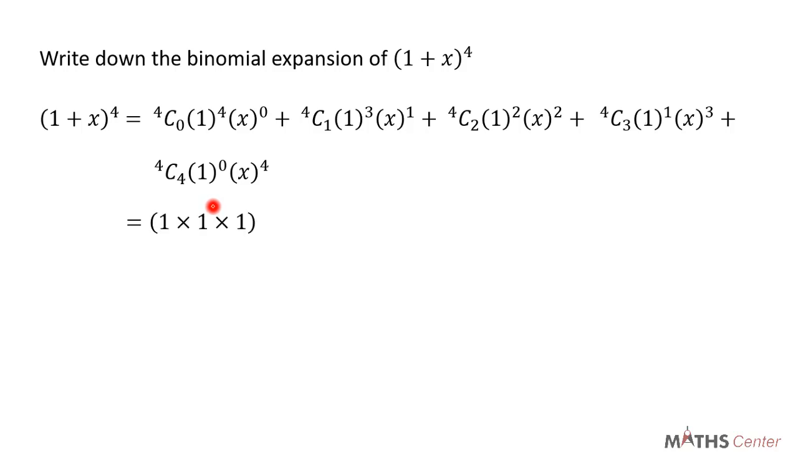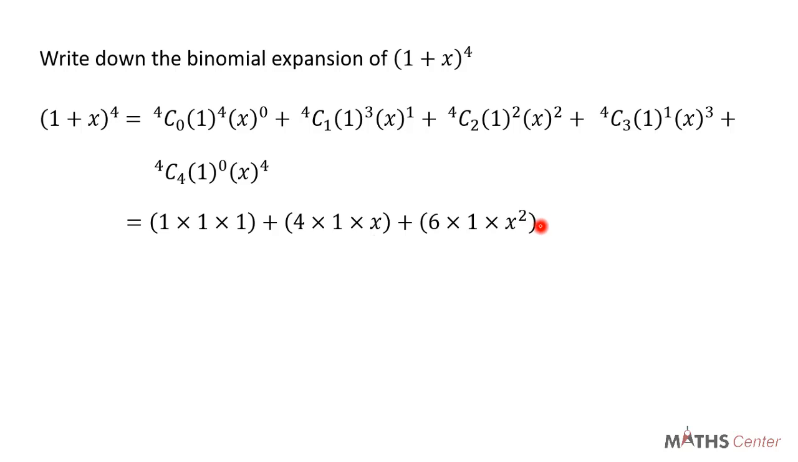Now let's simplify. 4 combination 0 is 1. 1 exponent 4 is 1. X exponent 0 is also 1. The next term, 4 combination 1 is 4. 1 exponent 3 is 1. X exponent 1 is x. For the next term, 4 combination 2 is 6. 1 exponent 2 is 1.